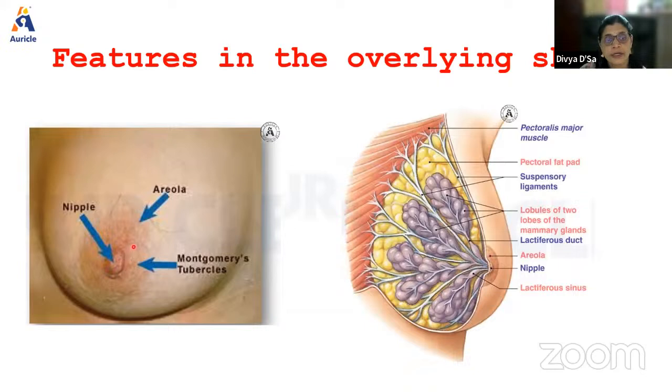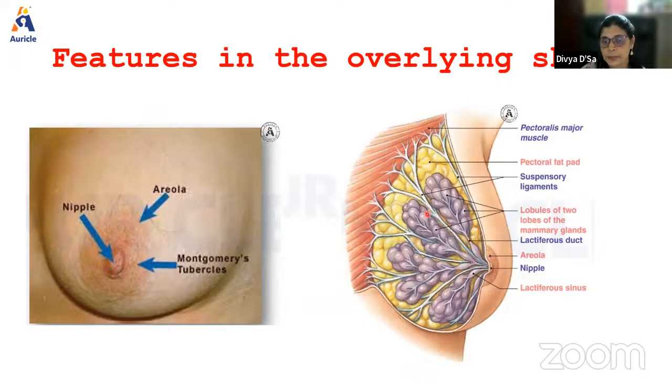So here on the skin we see these Montgomery tubercles. There are these sweat glands present there. Okay, so they also help in lubrication during lactation. So here beneath that, okay, the stroma.